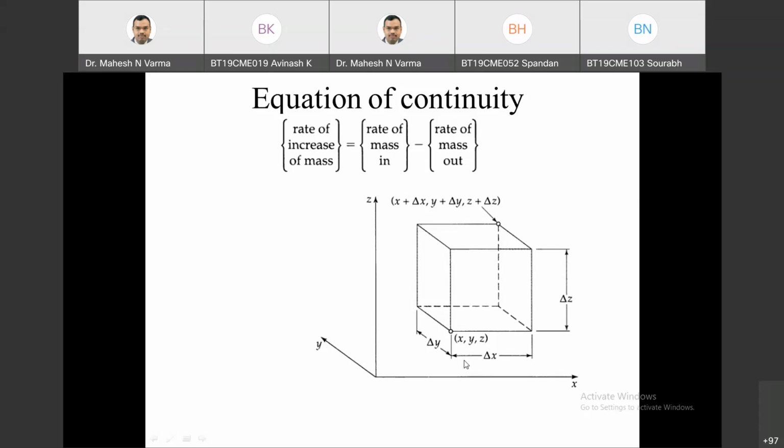So a differential element is considered, delta x, delta y, delta z. Then mass flux is considered, mass flux into surface area. This will be velocity.